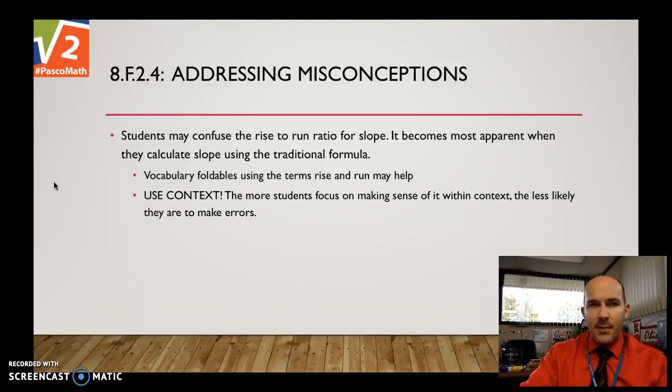Some things we can anticipate is when we move to the abstract, students might confuse the rise to run ratio for slope. That becomes most apparent when we move to the traditional formula for slope. Again, go back to that context. The more students focus on making sense within context, the less likely they'll be to make these errors. I've also seen some vocabulary foldables using the terms rise and run, and that can help them as well to have that visual representation.